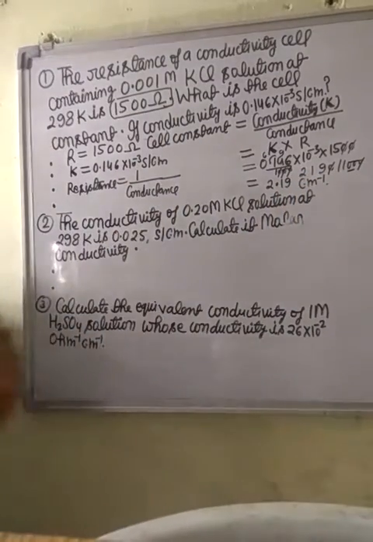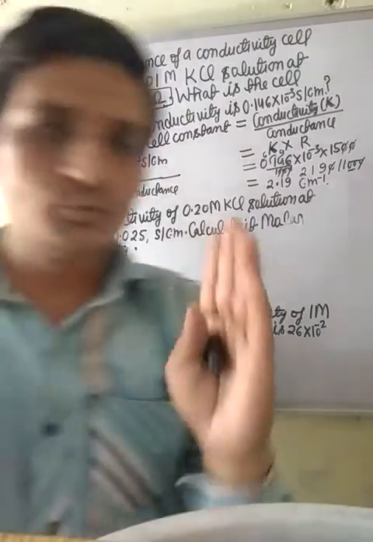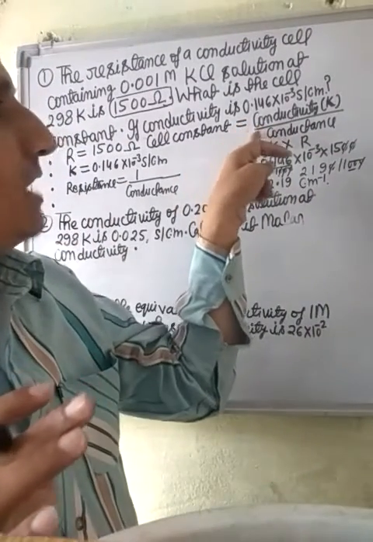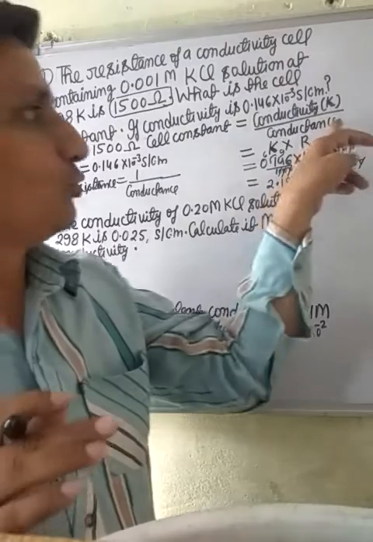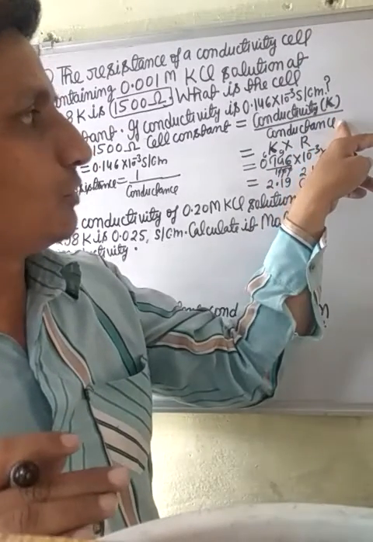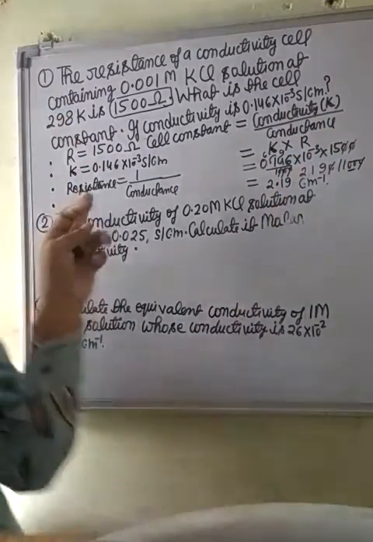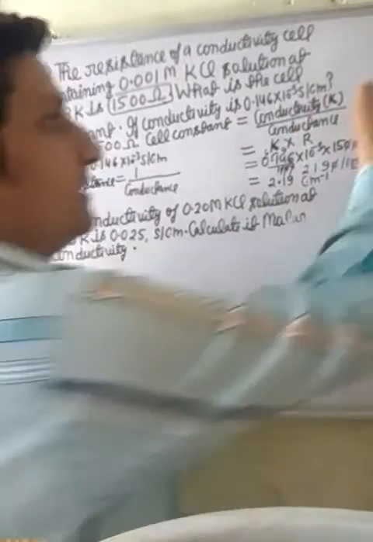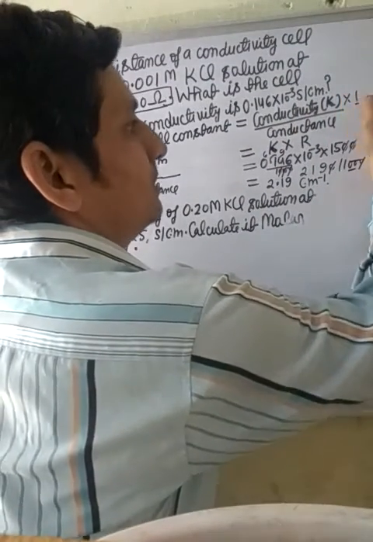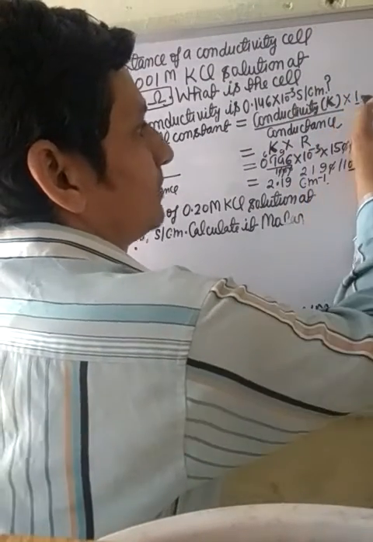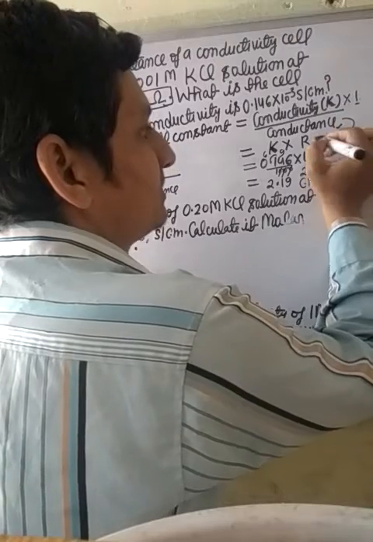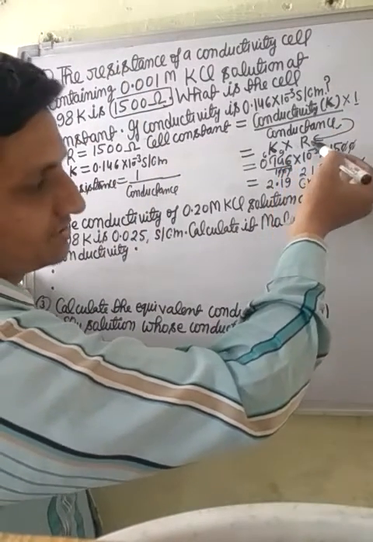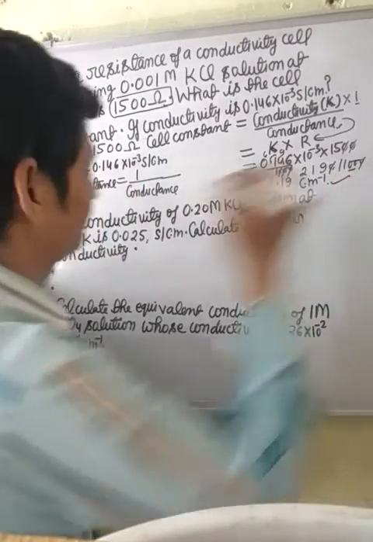Okay students, the first question is very easy. You have to learn only the formula. Cell constant is equal to conductivity upon conductance, and the second formula is 1 upon conductance is equal to resistance. In place of 1 upon conductance, you write resistance, and putting the value of conductivity kappa and resistance R, you will get this answer.